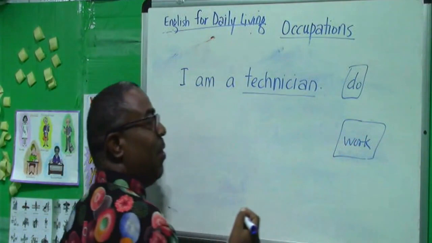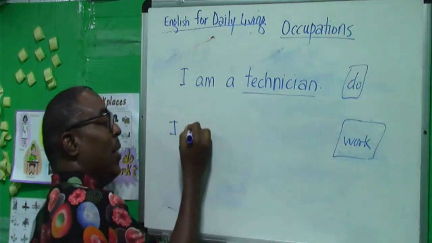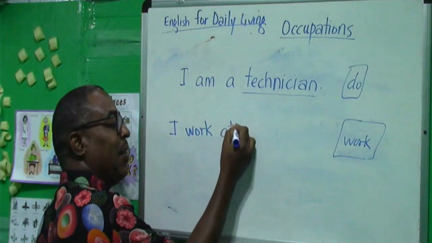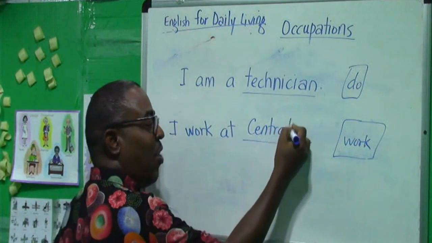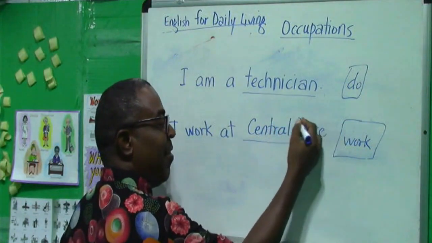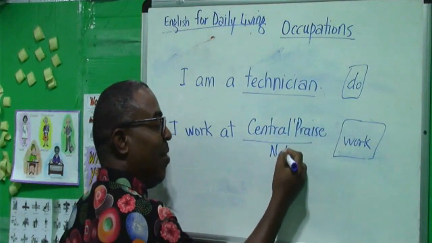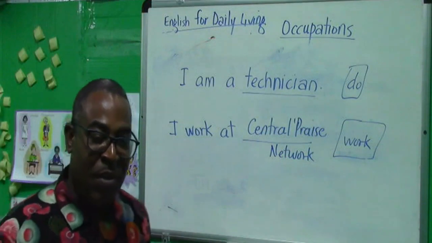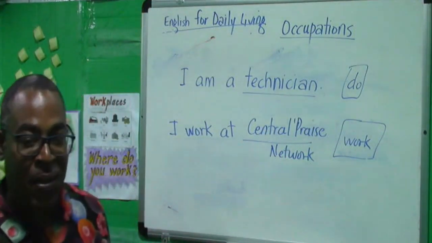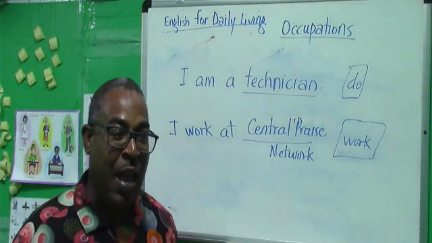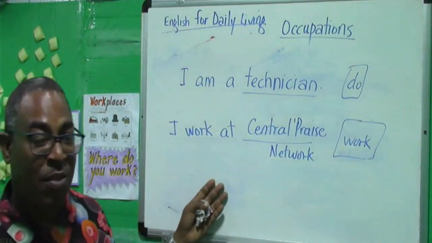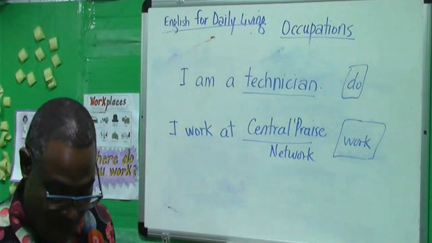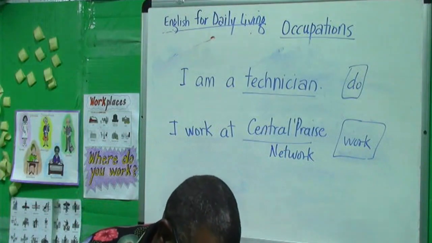Where do you work? He says, I work at Central Praise Network. Fixing the computers, ensuring that the consoles are working, the lights, the laptops and iPads, everything, the cameras, making sure that they work well. A technician. Okay, now, so what we want to do now, I'm going to put some occupations on the board.